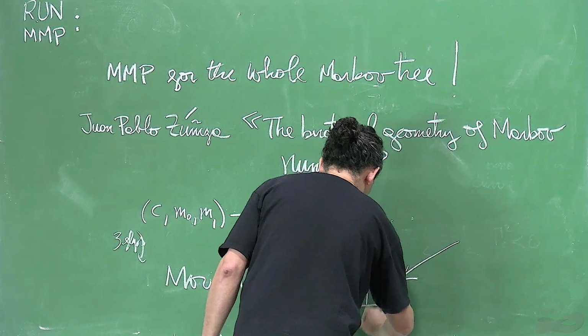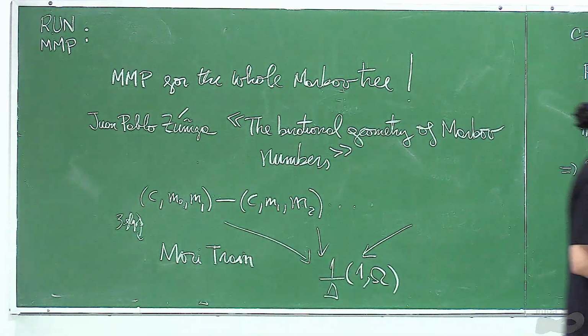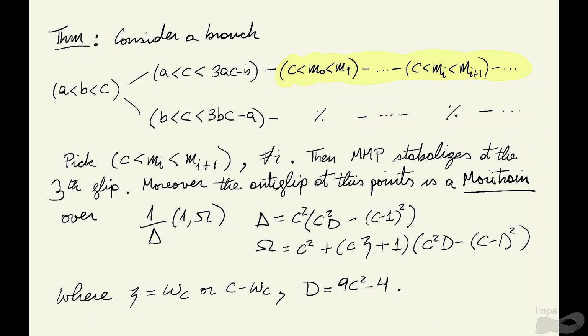So this is 1 over delta 1 omega. And delta is that particular number, C squared. C, remember, is the Markov number that you fixed. C squared, D, which is 9, C squared minus 4, and there is a C minus 1 squared. You can compute that. And then omega is this other number where everything depends on C except this number, which is the weight corresponding to the Wahl singularity of C. So the Wahl singularity corresponding to C is something like this.